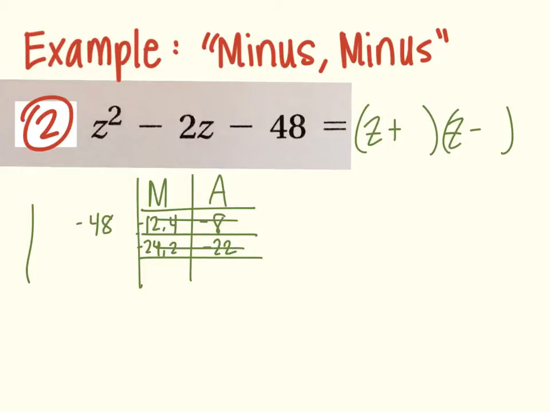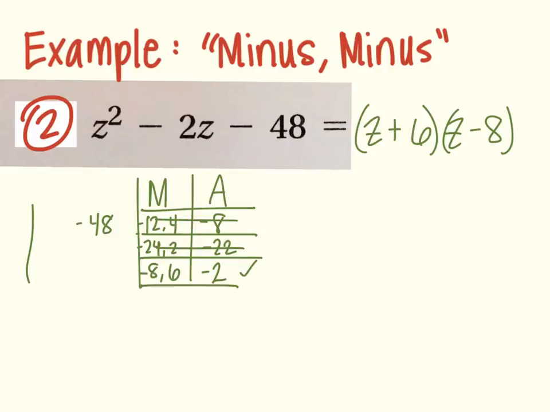How about negative 8 and positive 6? Add those and you get negative 2, which is what you want. And if you multiply them, you get negative 48. So that's going to be negative 8 and positive 6. Be careful where you put your numbers.